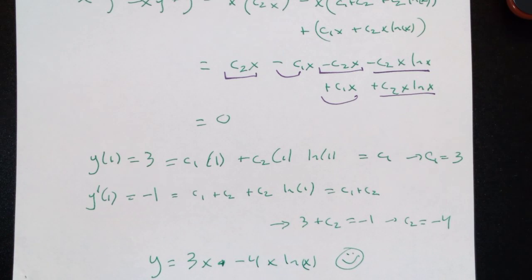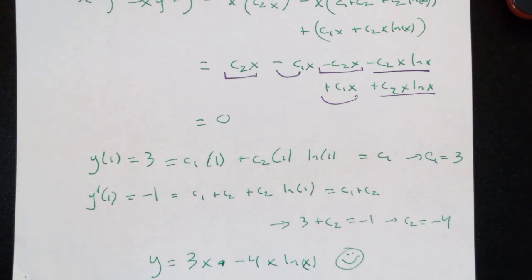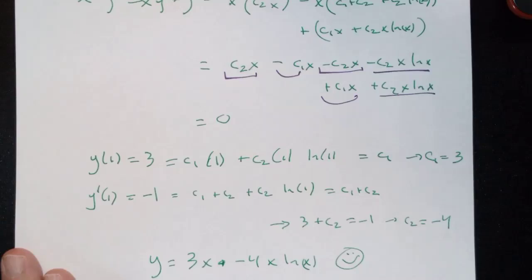We found the unique equation that satisfies our initial value problem. This is the only curve that goes through the point (1, 3) and has a slope of -1 at that point that satisfies this differential equation.